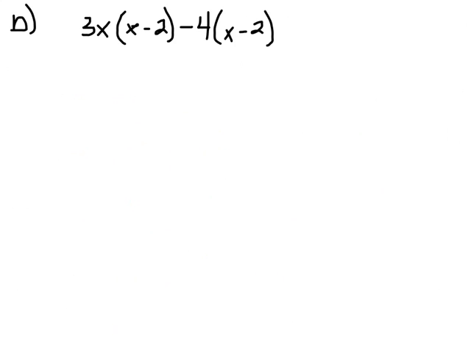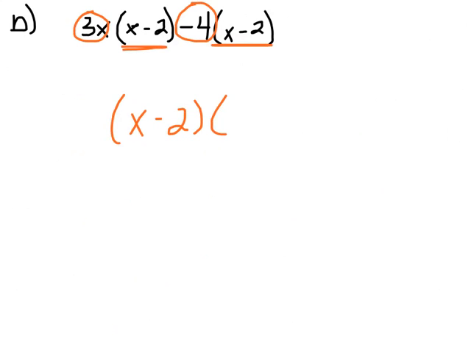Let's look at B. Example B, I have x minus 2 exactly the same, so I'm going to go ahead and pull that out. And what do I have left over? I have 3x minus 4, so I'm going to put that in my parentheses.